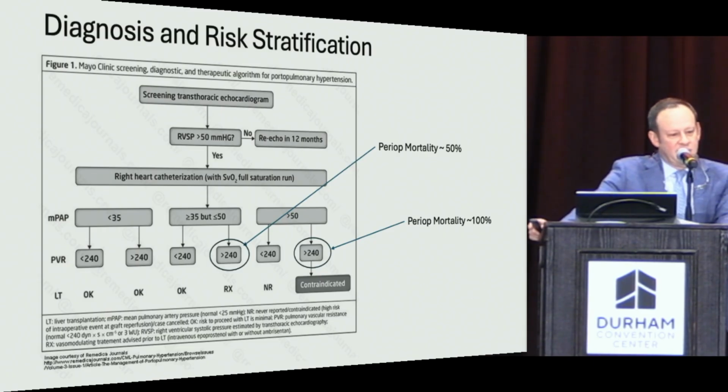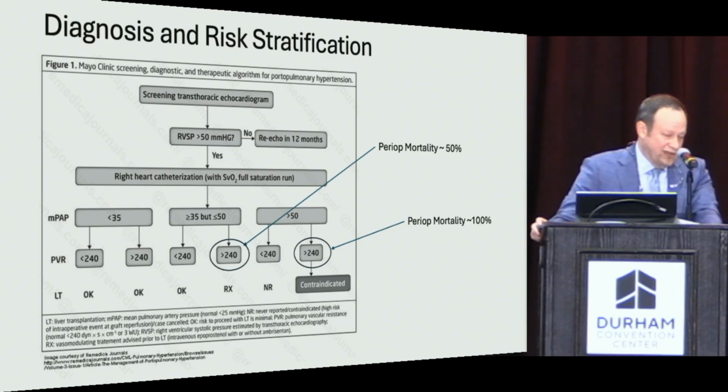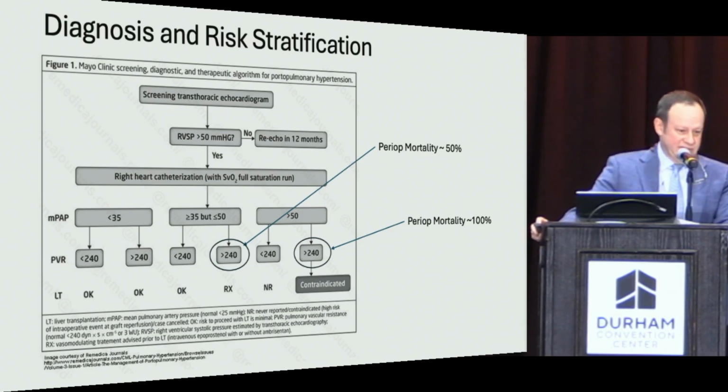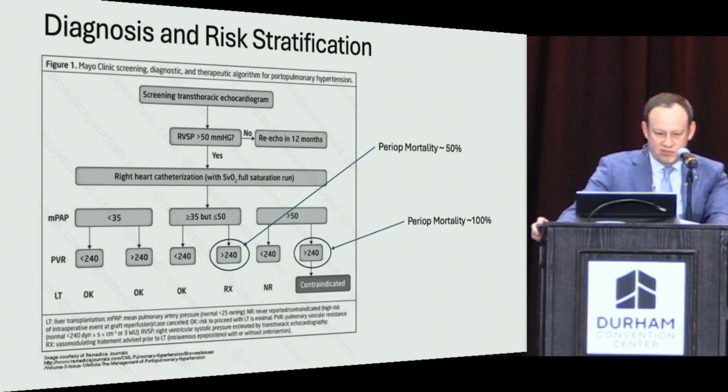So those with a mean PA pressure between 35 and 50 and a PVR of greater than 3 Wood units, as well as generally patients with a mean PA pressure of greater than 50 in general have an exceedingly high perioperative mortality, but particularly if the pulmonary vascular resistance is greater than 3 Wood units.